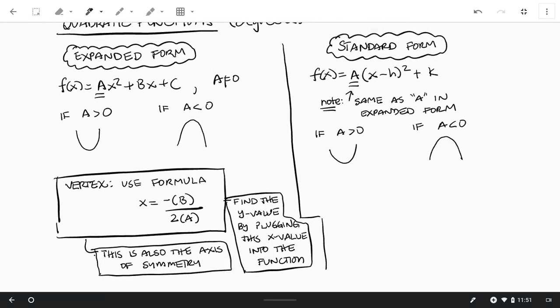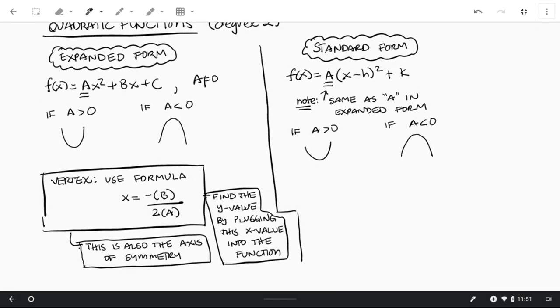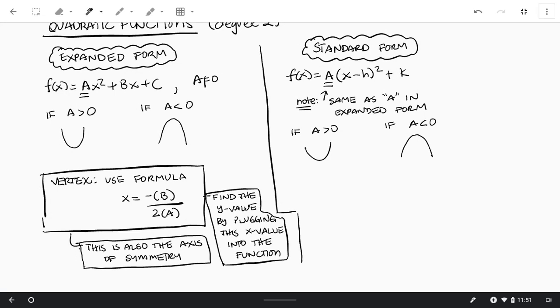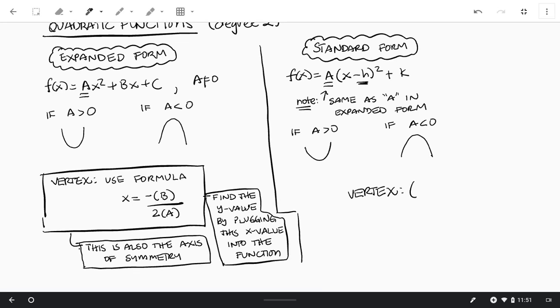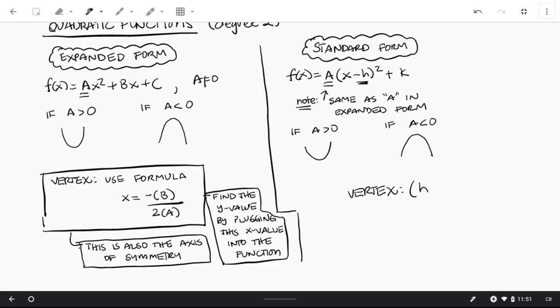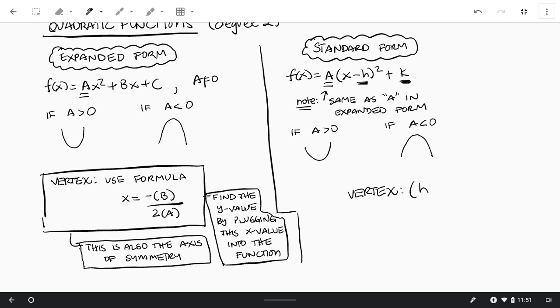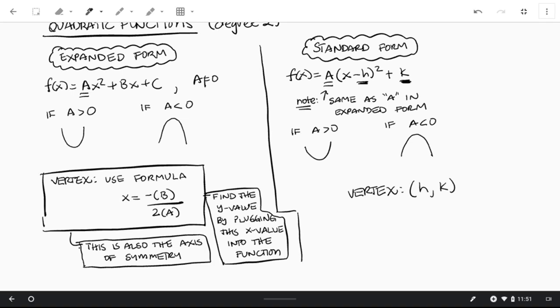If you are in this other form, standard form, then the vertex is actually pretty easy to find because you just have to take a look at the function, and the vertex is already embedded in this standard form. So it's right over here where you see this h, and it says minus h. So it's where the h is. And you see this k right over here. That would be the y value for your vertex.